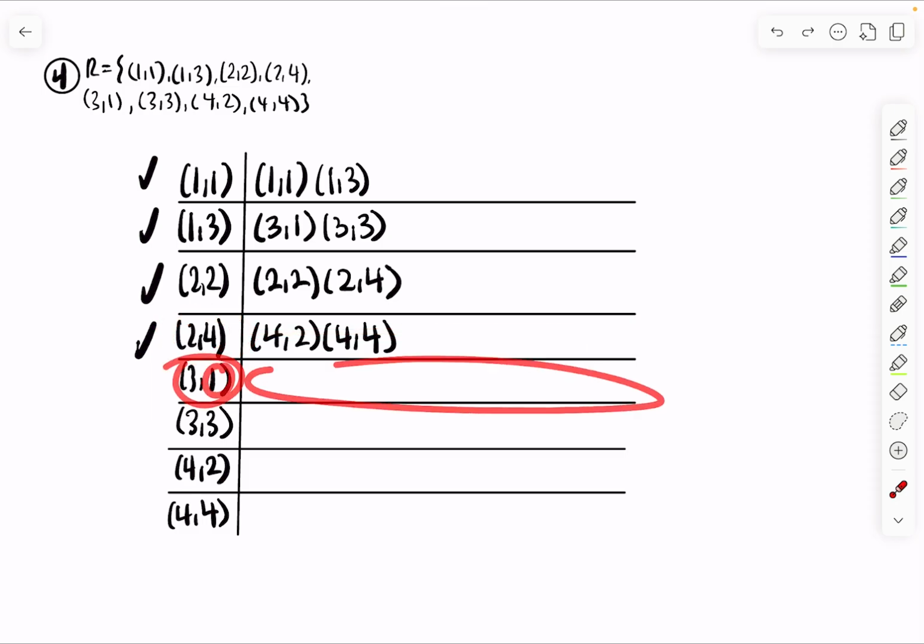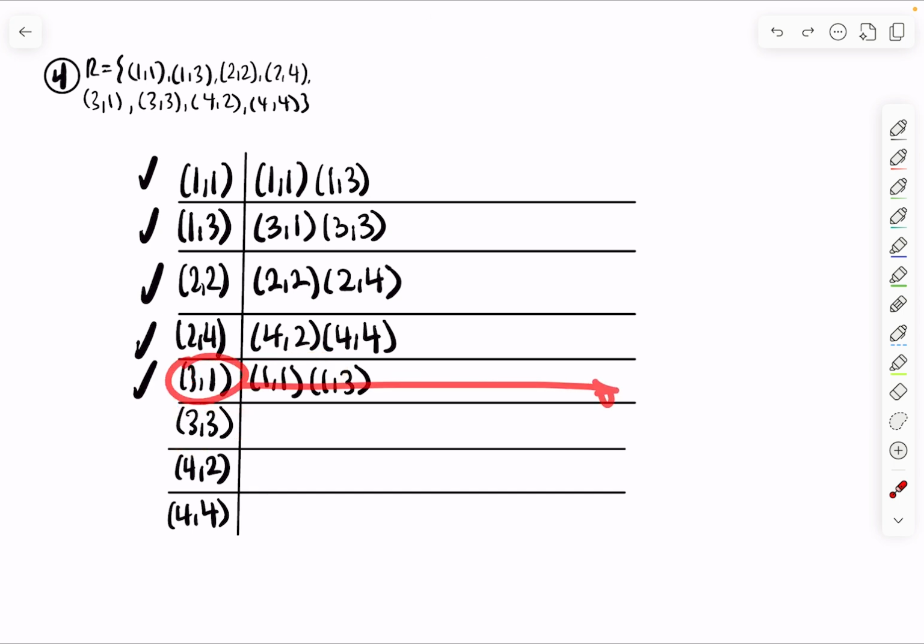The points that are going to go here start with 1. Out of all of these, which ones start with 1? This one and this one. So (1,1) is going to go here, and (1,3) is going to go there. Again, is the (3,1) in this relation? Yes. Is the (3,3) in this relation? Yes. I'm done with all of the points in this row, so I'm done with this point.